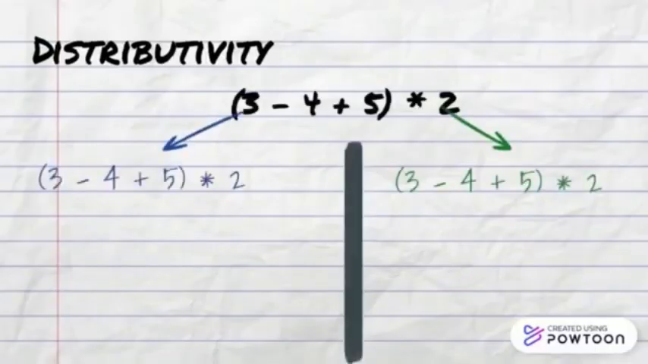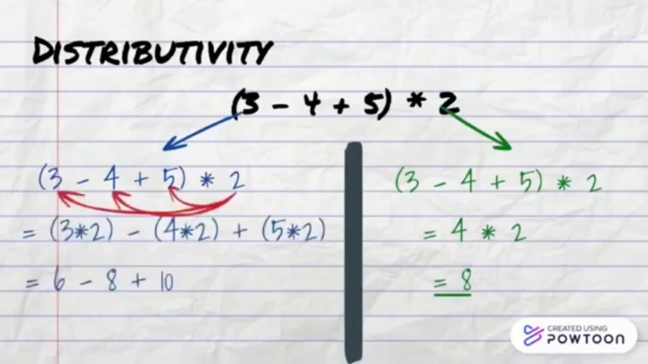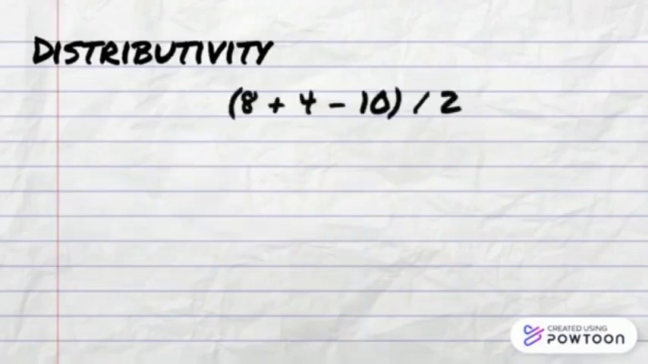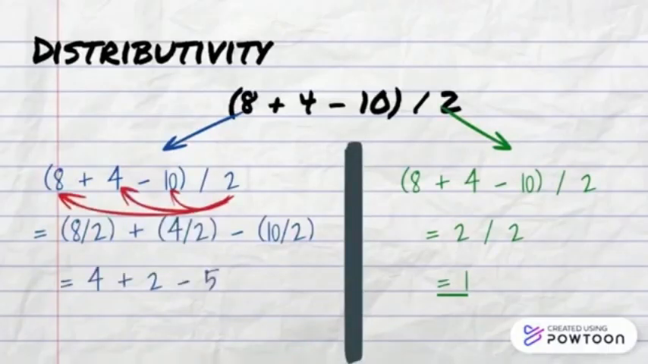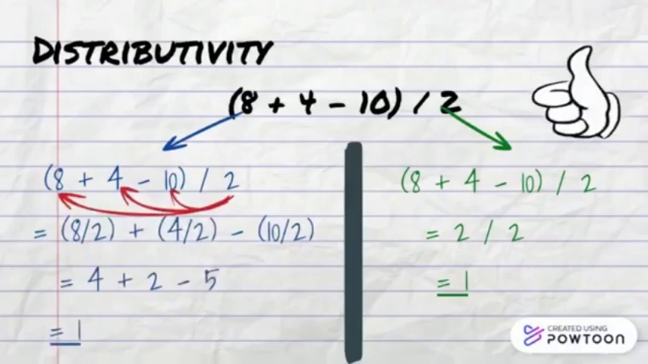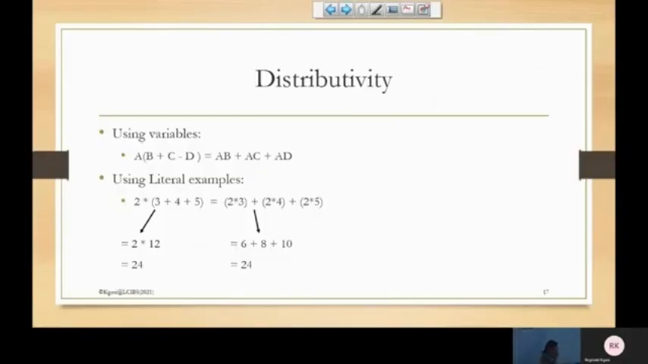or PEMDAS. But if you use the distributivity rule, this simply means you apply that 2 to each of those values. So it becomes 2 times 3. That's what we have here. And then that same 2 that's on the outside, you multiply it by the 4. And that same 2 that's on the outside, you multiply it by the 5. And then that's when you add them up together. So the 2 times 3 is 6, 2 times 4 is 8, 2 times 5 is 10. You add those 3 together, you end up with 24.